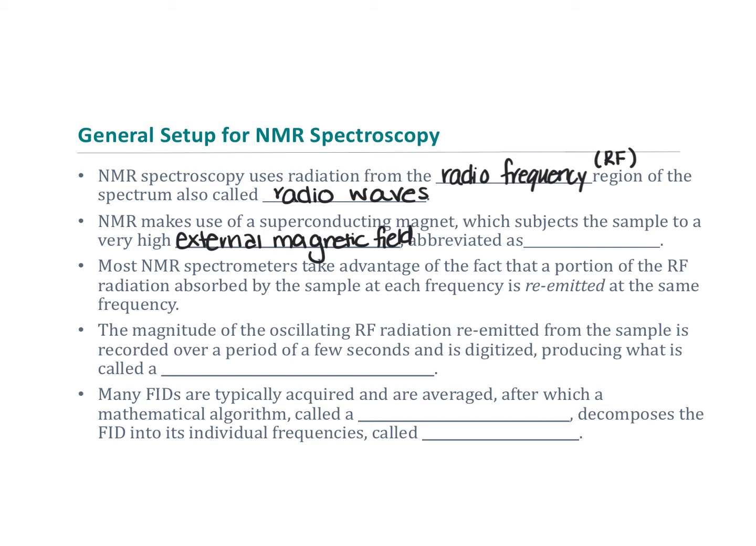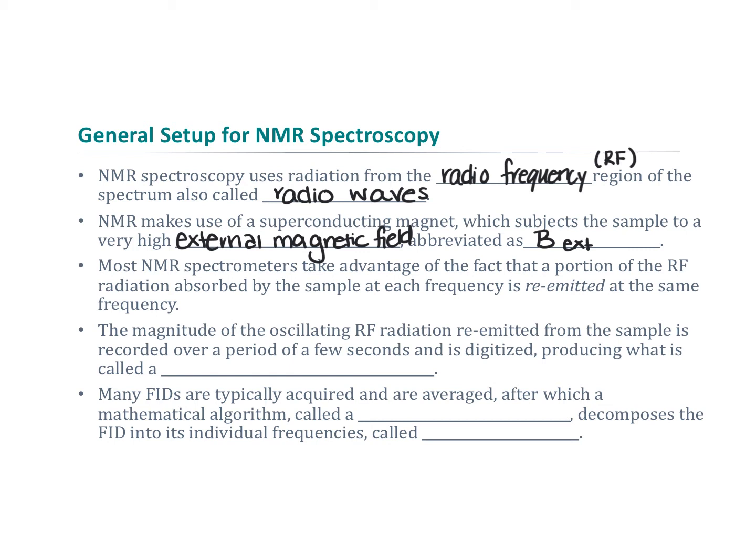We get exposed to an external magnetic field, and that throughout this chapter is going to be abbreviated as B external, okay? When we talk about magnetism, a lot of times the symbol for that is B, and this is the external magnetic field. Now we're going to have another magnetic field coming up, but just be aware of that. The fact that we have an external magnetic field is one of the big differences between the typical setup for an IR or UV-vis or a mass spectrometer versus an NMR.